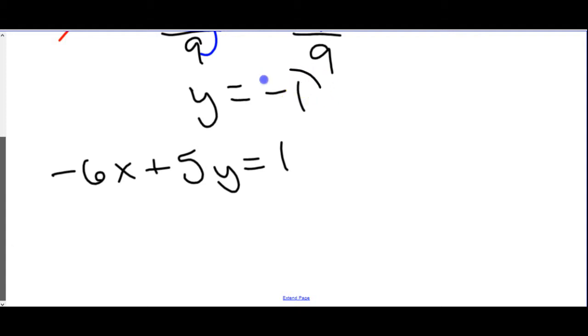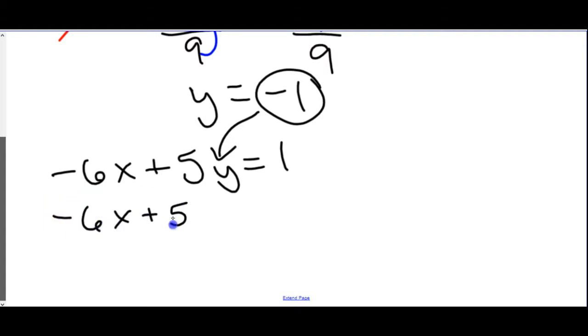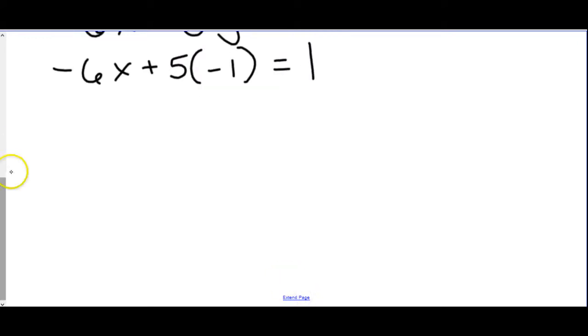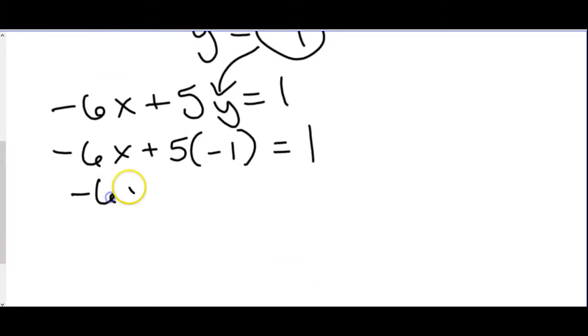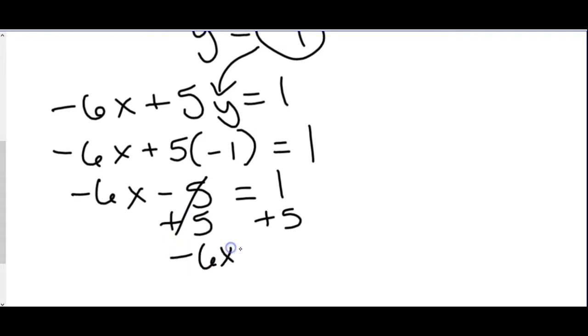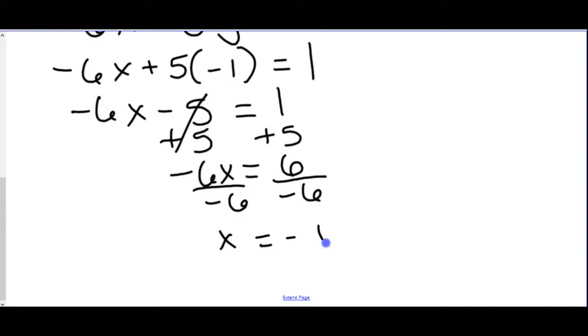Since we knew what y was, we actually have to do some substitution. We have to go plug in -1 into the y value. 5 times -1. And then we have to simplify. We'll have to do that multiplication part first. 5 times -1 is -5. Then we start doing opposites. I'd have to add 5 to both sides. We'd get -6x equals 6. And then we have to divide both of those by 6, or by -6, so x equals -1.